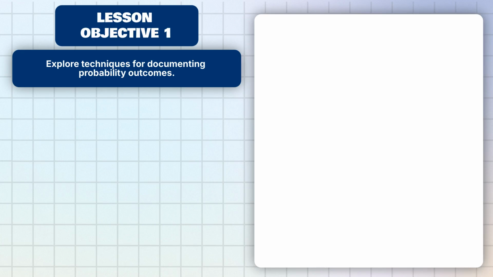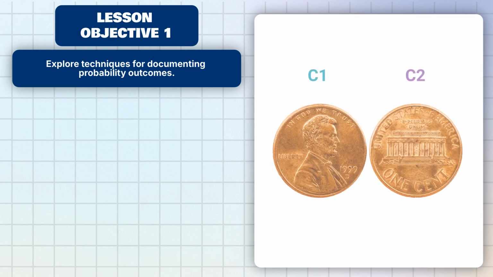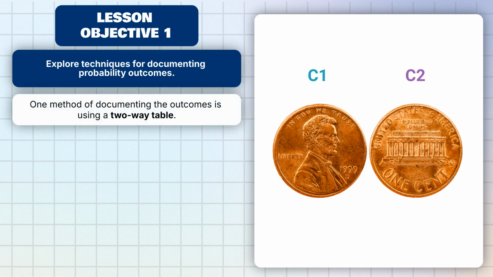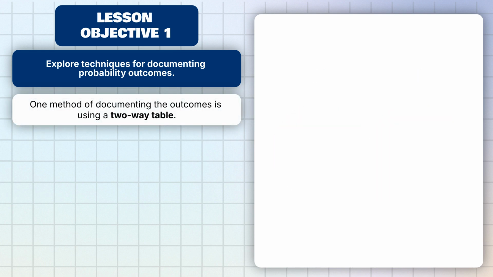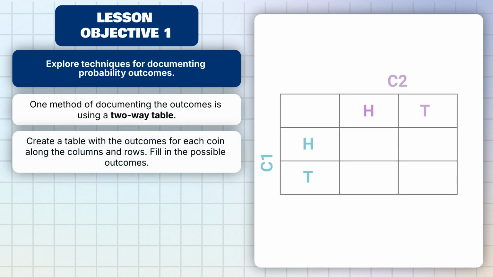To accurately document all possible outcomes, we need to list each possible way the coins can land. Let's label the coins C1 and C2. One method of documenting the outcomes is using a 2-way table. First, create a table with the outcomes for each coin along the columns and rows. Then fill in the possible outcomes. Here's a 2-way table for our example.